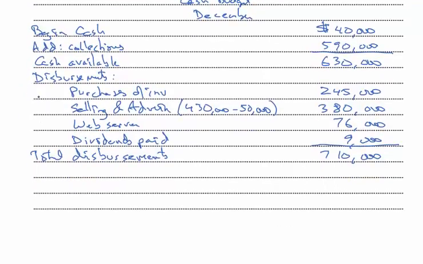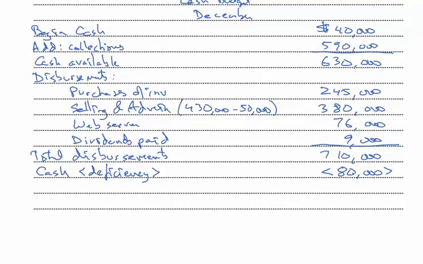So now the critical line here is what the book calls excess or deficiency of cash available over disbursements. That's a long title. Why don't we just call it cash deficiency or something like that. Anyway, 630 minus 710, $80,000, but with brackets to show that it's a deficiency. We're short $80,000.